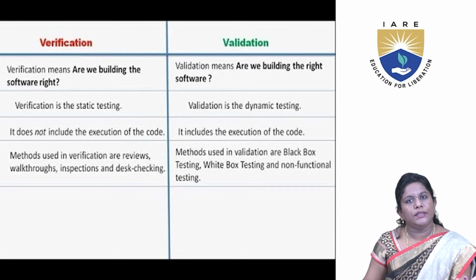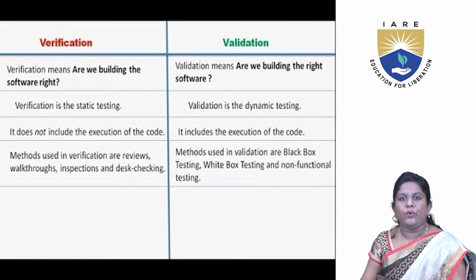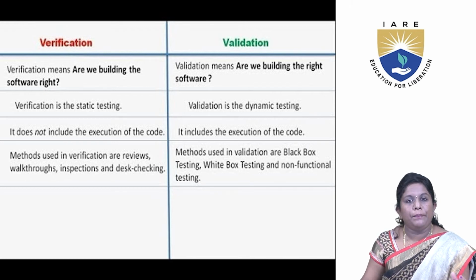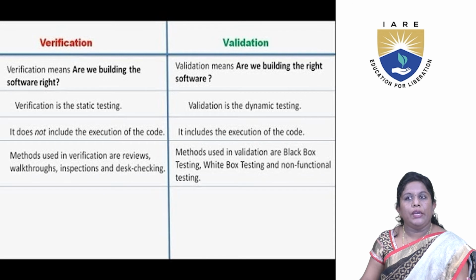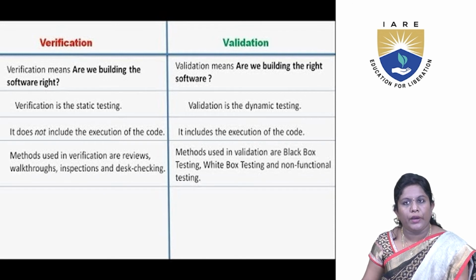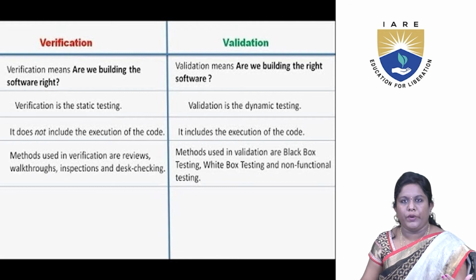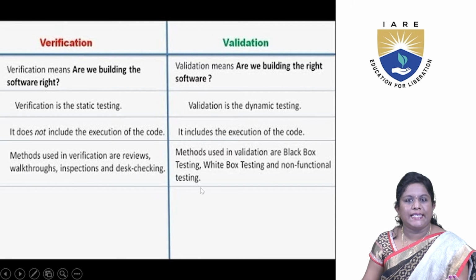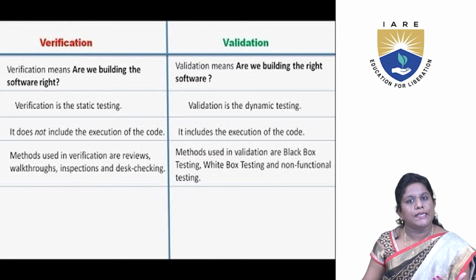Moving further, the third one is verification and validation. Verification states: are we building the software right? That is, you are just verifying. What do you mean by validating? Are we building the right software? There is a difference between building the software right and building the right software. We say verification is static testing and validation is dynamic testing. So what does it say?